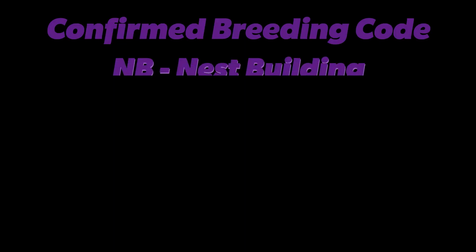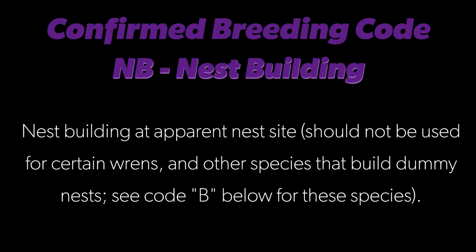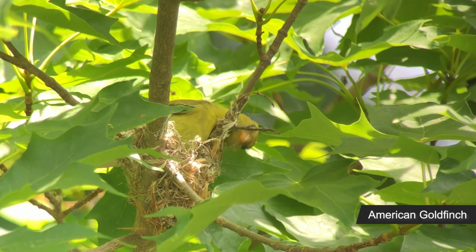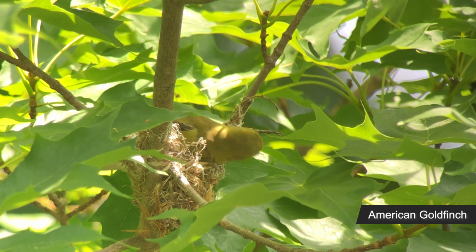The next code is pretty intuitive, NB for nest building. Stepping up from carrying nesting material, if you can see where the material is being used, you've got NB. We already discussed the species where this behavior is only probable when we discussed the B code, but for just about everything else, we've got this one.